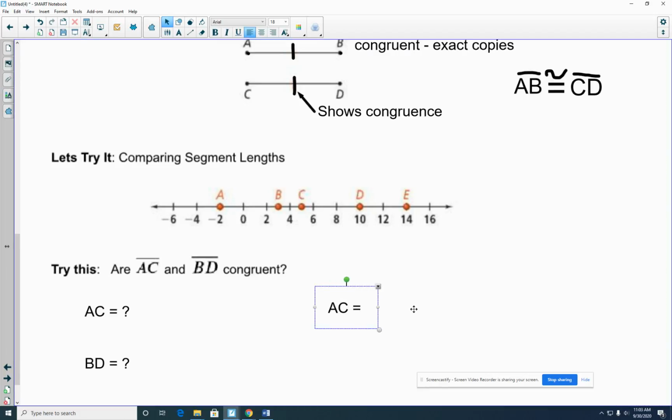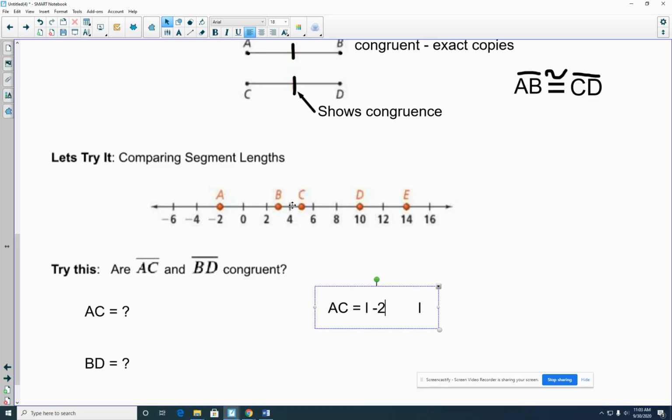To find the length of AC, I could do the absolute value of the coordinate of A and the coordinate of C. So the coordinate of A is -2. Now the coordinate of C is not there. Well, that's weird. So how do I figure this out?